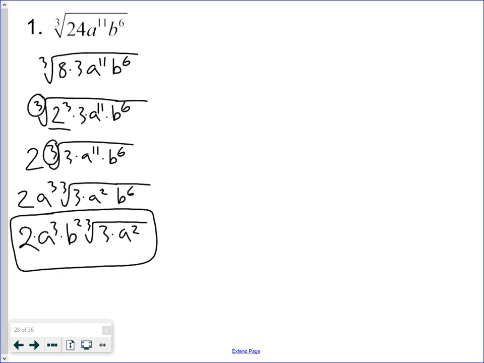So you always want to look at how many groups of a term you can take out, and how many terms you want in that group will be determined by your root. In this case, we had a root of 3, so we want groups of 3 to take out.